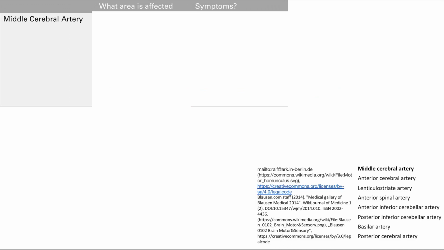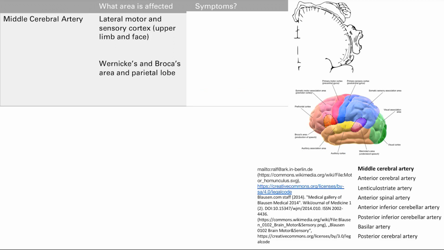The thing I want you to think about is what area is affected. I want you to remember the homunculus, as well as the perfusion of the middle cerebral artery to the cerebral cortex. Do you remember what part of the body is affected in the middle cerebral artery's perfusion area? Remember, the middle cerebral artery is lateral, and the lateral part of the homunculus is arms, upper body, and face. So you're going to get decreases in lateral motor and sensory cortex. The upper limb and face have decreased sensation and movement.